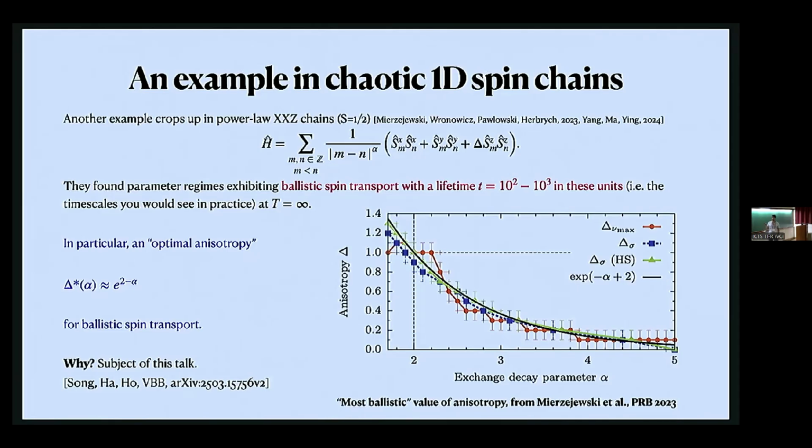So this is all going to be at infinite temperature. So the entirety of this talk, yeah. Other questions?